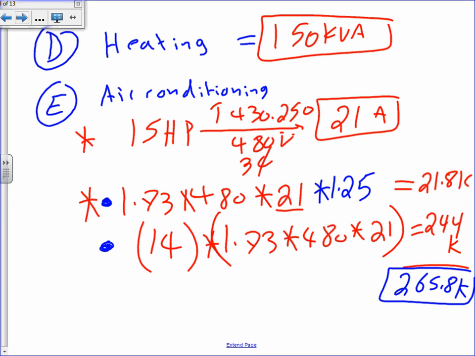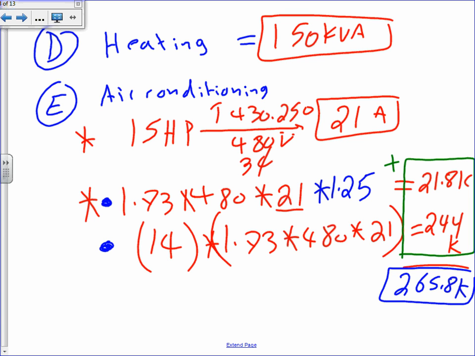Everybody understand why we took the first largest motor, and then we summed them up? We added these two together. The first motor, then the rest of them added up to 265. And then what do you do?